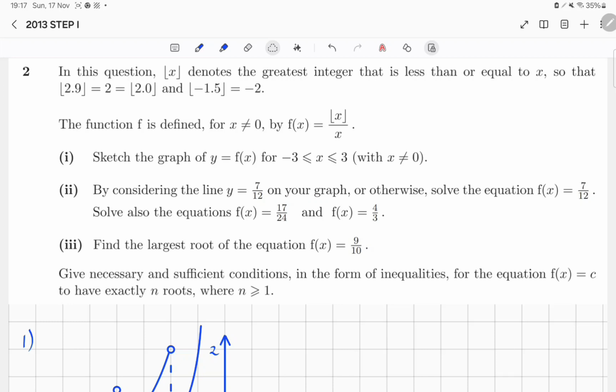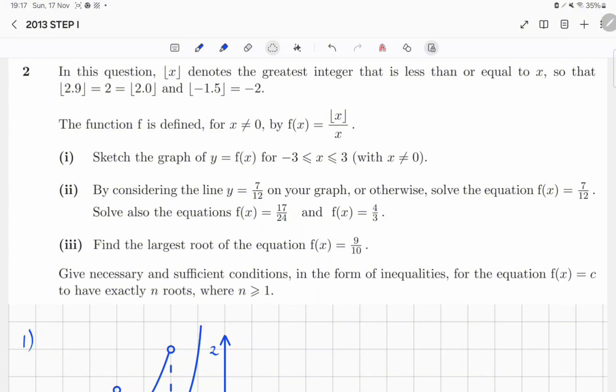The function f is defined for x not 0 by f of x is equal to floor of x over x. Part 1. Sketch the graph of y equals f of x for negative 3 less than or equal to x less than or equal to 3, with x not 0. Part 2. By considering the line y equals 7/12 on your graph or otherwise, solve the equation f of x is equal to 7/12. Solve also the equations f of x is equal to 17/24 and f of x equals 4/3.